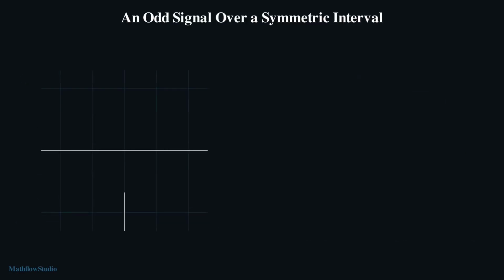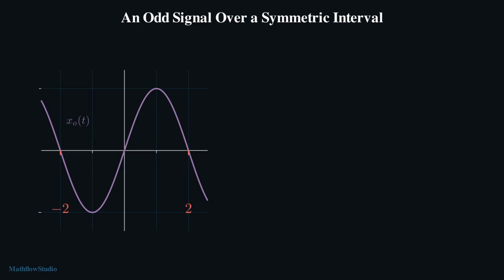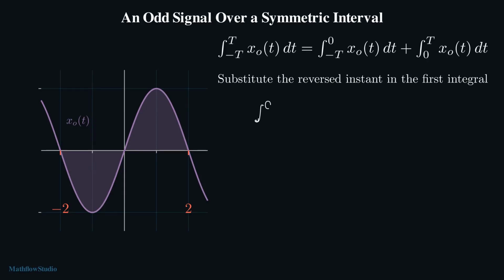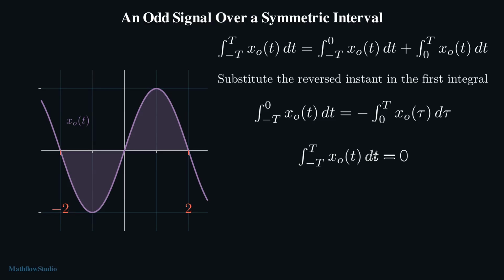An odd signal is integrated over an interval that reaches equally far either side of the origin. Splitting the interval at the origin gives one integral over each side. Substituting the reversed instant in the left integral turns it into the right one with a minus sign in front. The two integrals therefore cancel, whatever the odd signal is and however wide the interval.